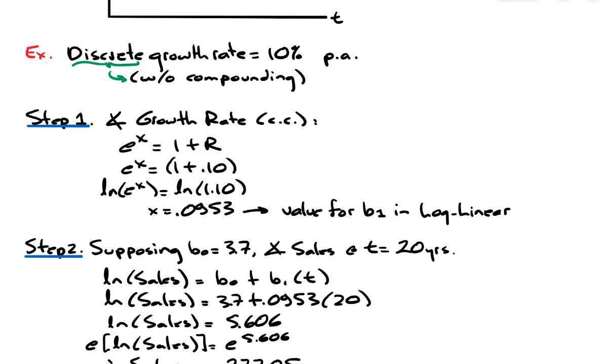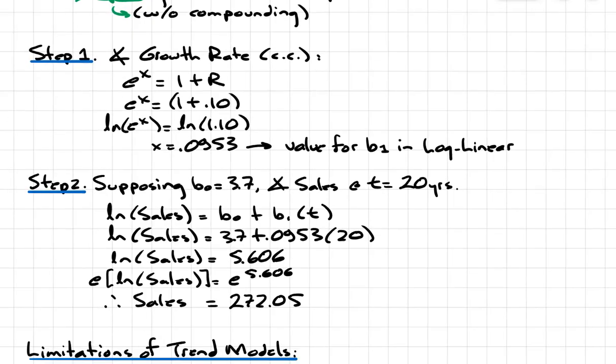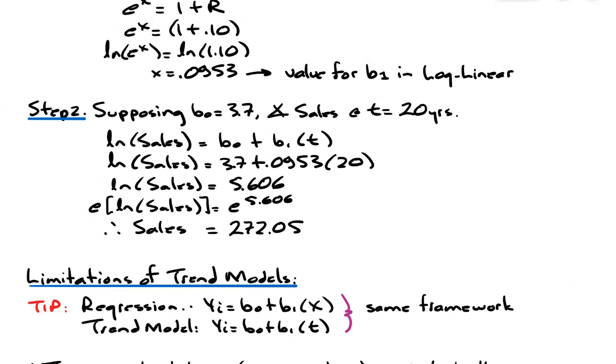Okay. So since it's per annum, this would be your beta 1 coefficient, because remember what we said about beta 1, the slope? It represents the percentage change per period. Step 2. Let's suppose that the intercept is given to us as 3.7, and we're asked to calculate what sales will be at t equals 20 years.